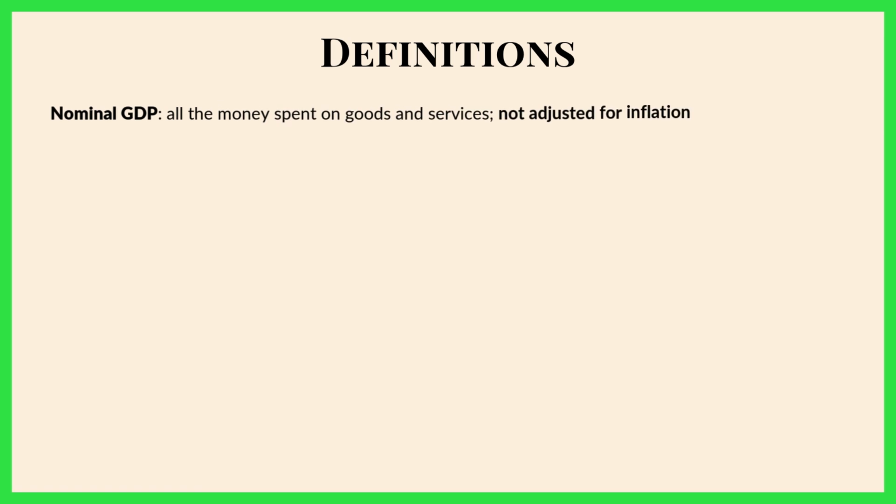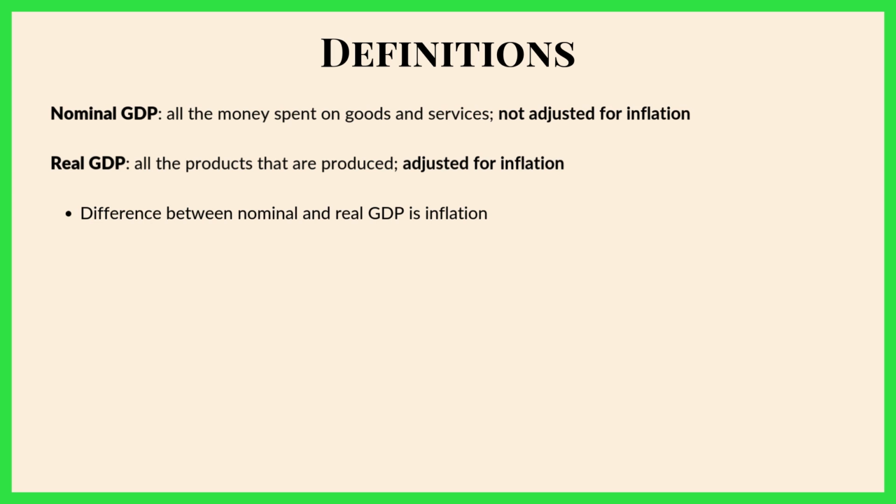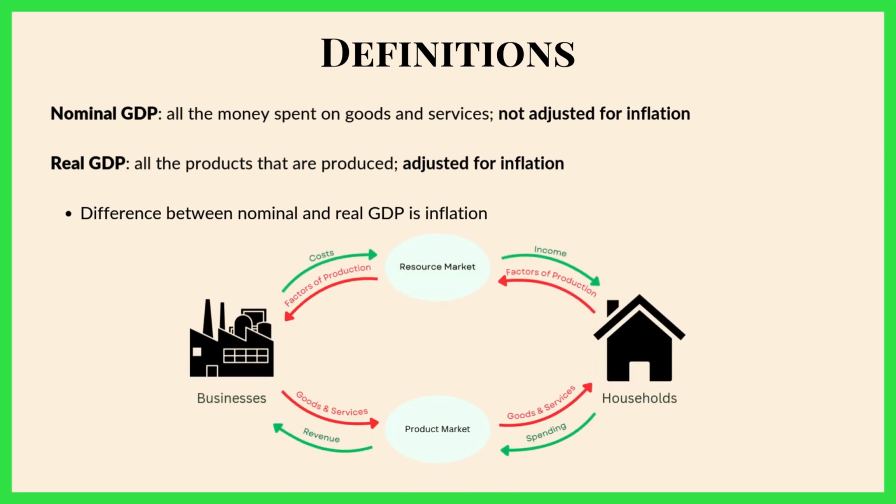Nominal GDP is all the money spent on goods and services and is not adjusted for inflation. Real GDP is all the products that are produced and is adjusted for inflation. The difference between nominal and real GDP is inflation. In our circular flow model, nominal GDP represents the money in the product market while real GDP represents the goods and services in the product market.